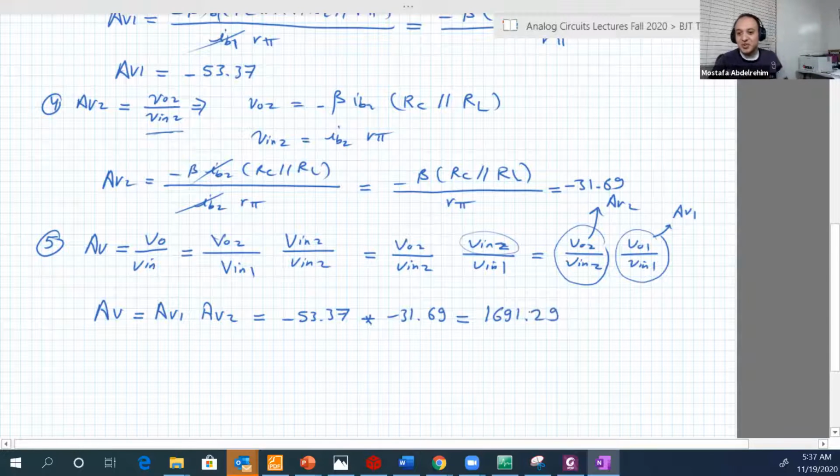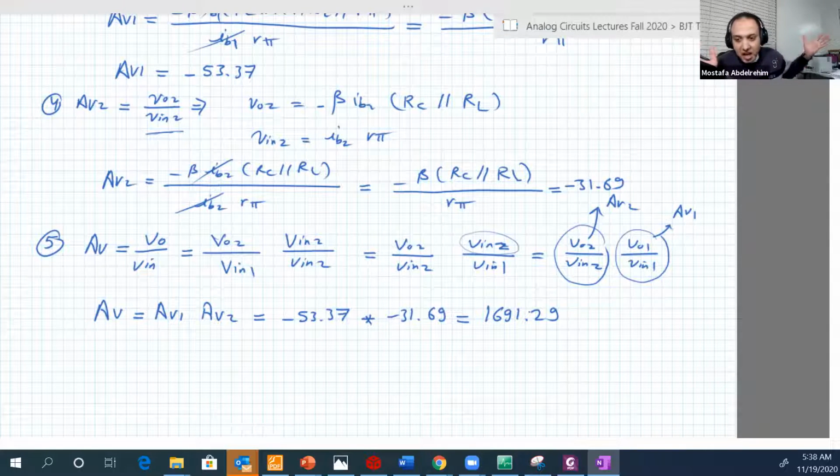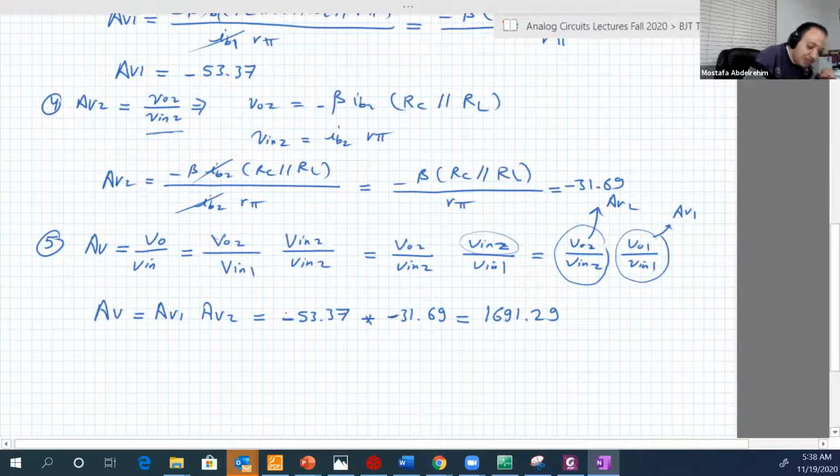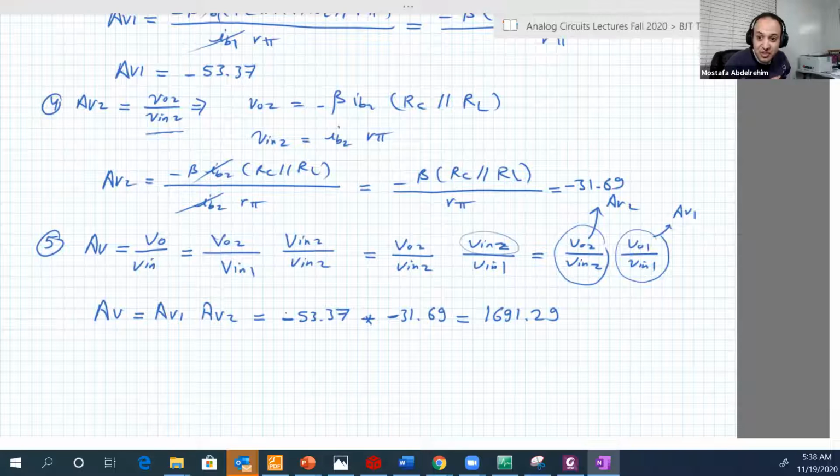So that will be a massive number, 1691.29. And here is the advantage of using a multi-stage amplifier. Our input was exactly the same, our output was exactly the same as common emitter. But common emitter usually has amplification from tens to a few hundreds. Now we have thousands, 1,600. Also we get rid of the phase shift because minus multiplied by minus becomes positive. Although it's not a big problem.